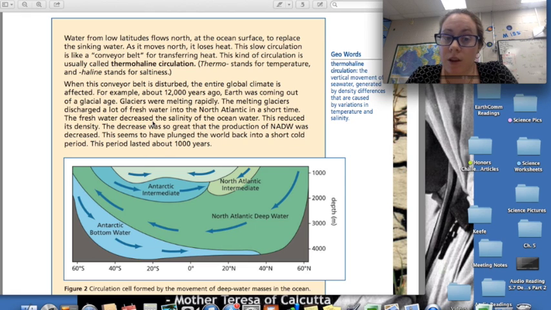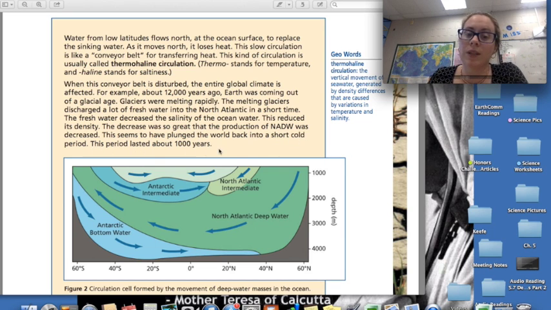The fresh water decreased and lowered the salinity of the ocean water. This reduced its density, so it became less dense. This decrease was so great that the production of North Atlantic deep water was decreased. There wasn't a lot of it. This seems to have plunged the world back into a short cold period. This period lasted about 1,000 years. So there wasn't as much of the North Atlantic deep water being produced.